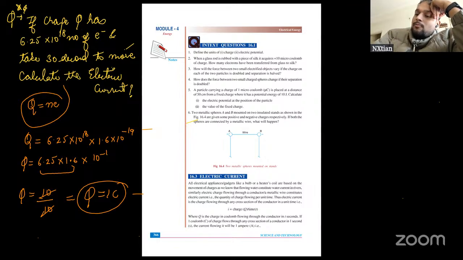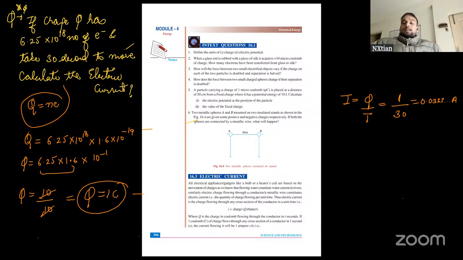Okay. Now we have to find the current. We know the formula: I is equal to Q by T. Now Q is basically 1 coulomb. Time is 30 seconds. I have to divide it. Then you will get the answer as 0.0333 ampere. So this much current will be there.